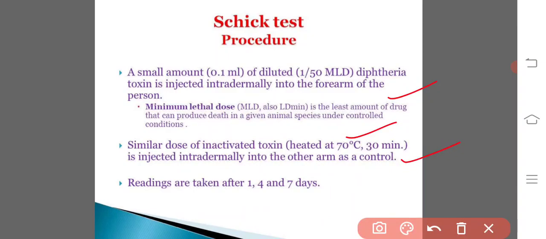First one is the test sample. Second one is the control. And the readings are taken after the 1st, 4th and 7th days.